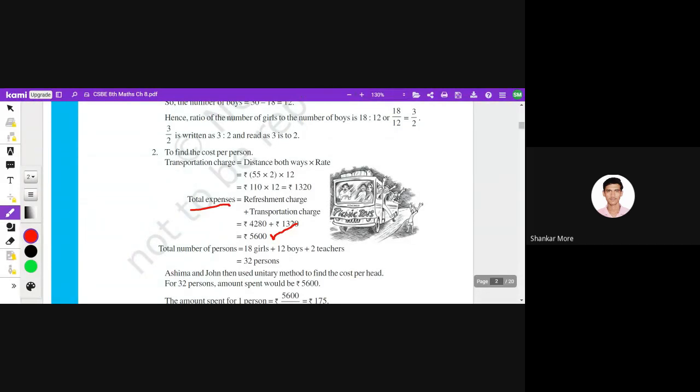So how many people are there? Number of persons are 32. So in order to find out cost per head, what we have to do? We have to divide the total expenses by the total number of persons. So that means 5600 divided by 32. So that is going to be our what? Per head cost. So which is rupees 175.